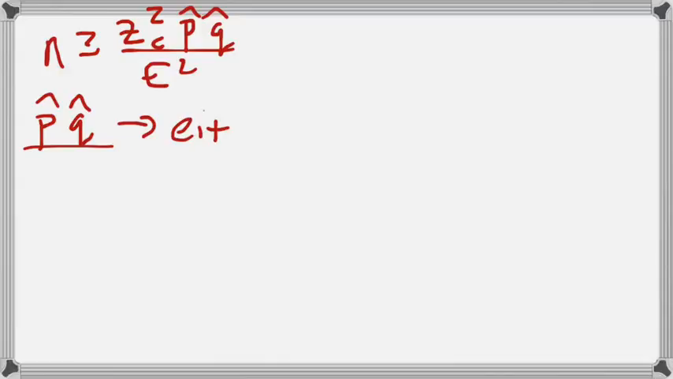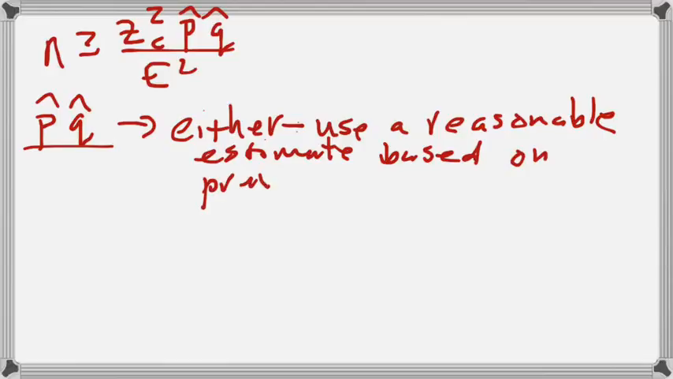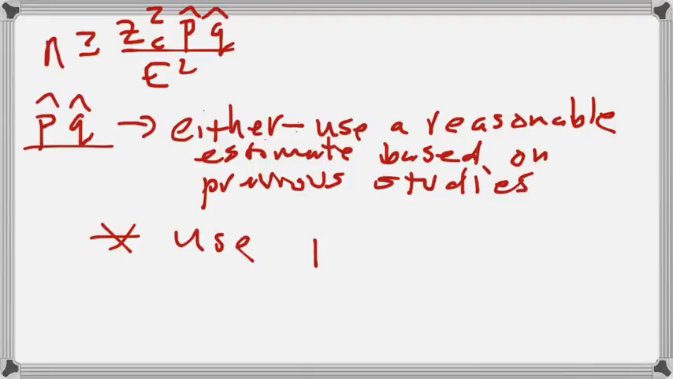For p hat and q hat, either use a reasonable estimate, really it should be based on something, based on previous work or previous studies. But better yet, use 50% for both. That is 0.5.